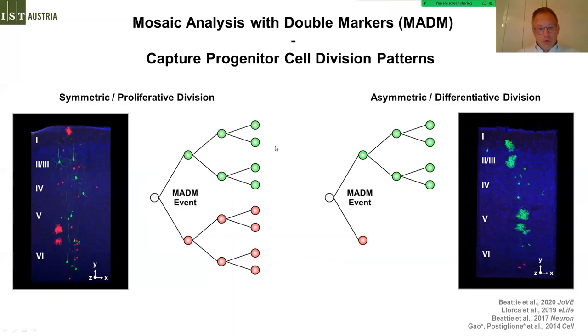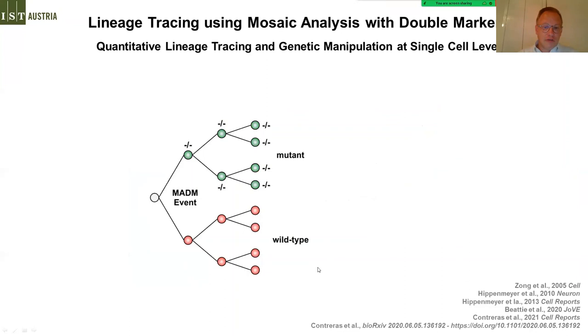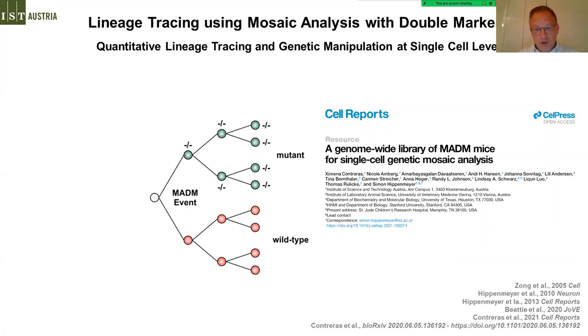Now, an additional feature of the MADM technology is actually that you can introduce genetic mutations selectively into one of the lineages, here in the green one, of any candidate gene of interest. And there was indeed a paper out just yesterday, which took us 10 years, in fact, to complete, because now we have generated a resource here, which is almost genome-wide. In other words, we can introduce almost any gene of interest here selectively into such a lineage. So it's more than 96% of the genome is now accessible to MADM labeling and lineage tracing.